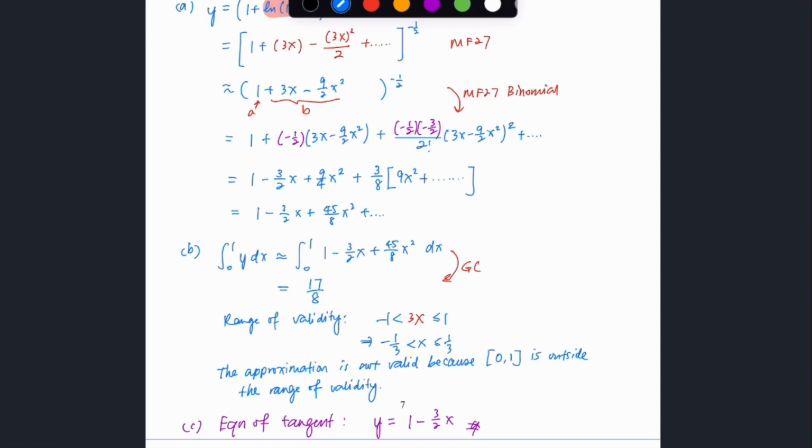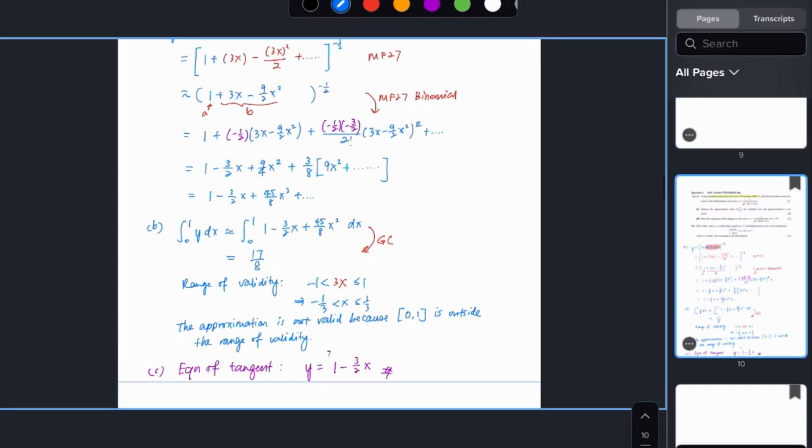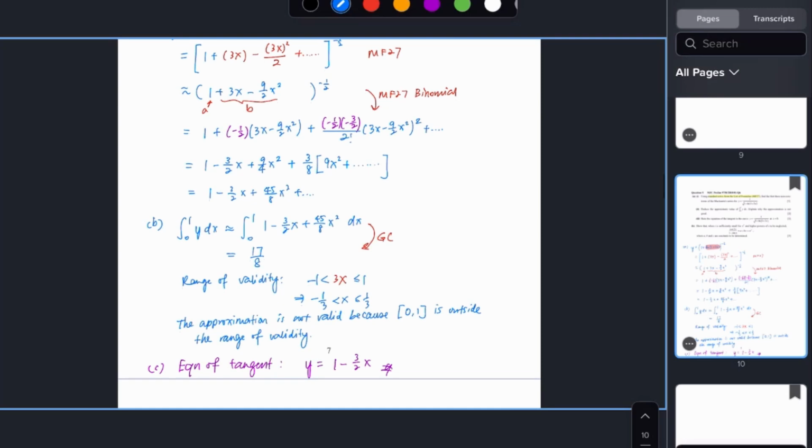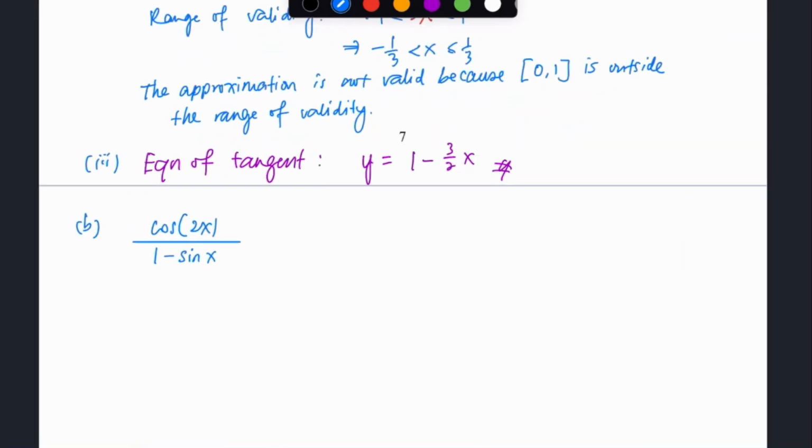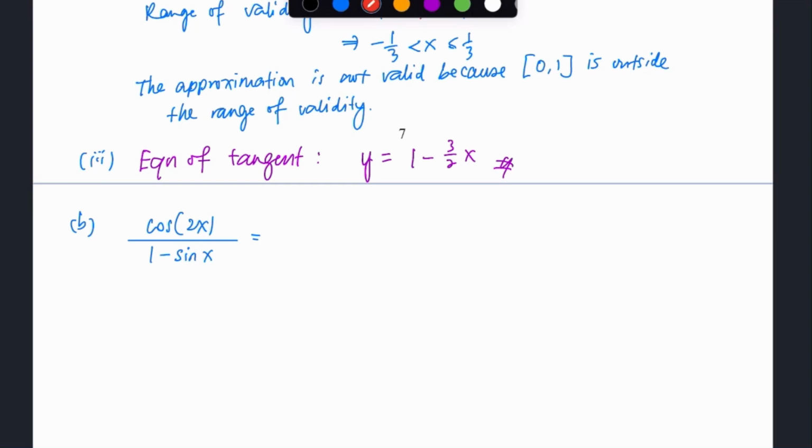Okay, part B. We are talking about small angle approximation. So over here, we are going to approximate cosine of 2x divided by 1 minus sine x. All right, so how do we do this? Making use of your MF27.